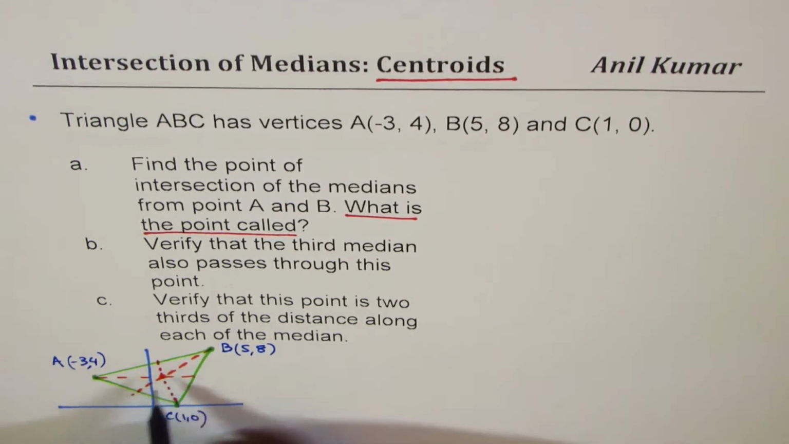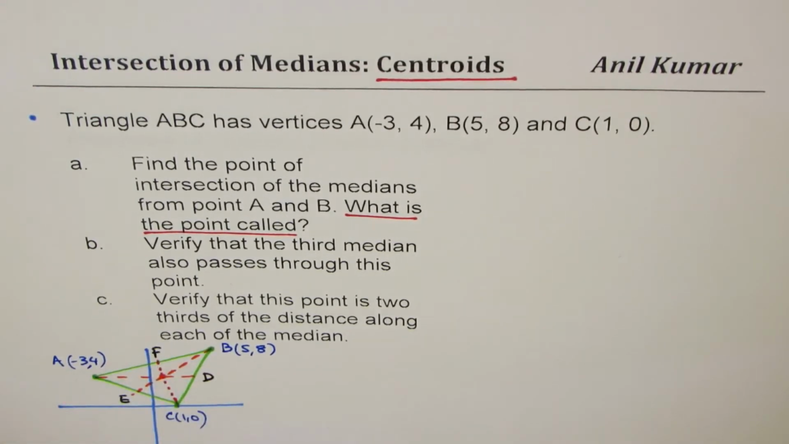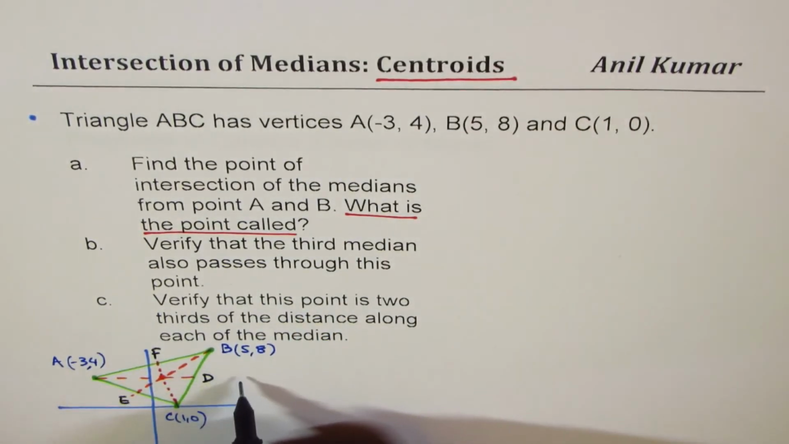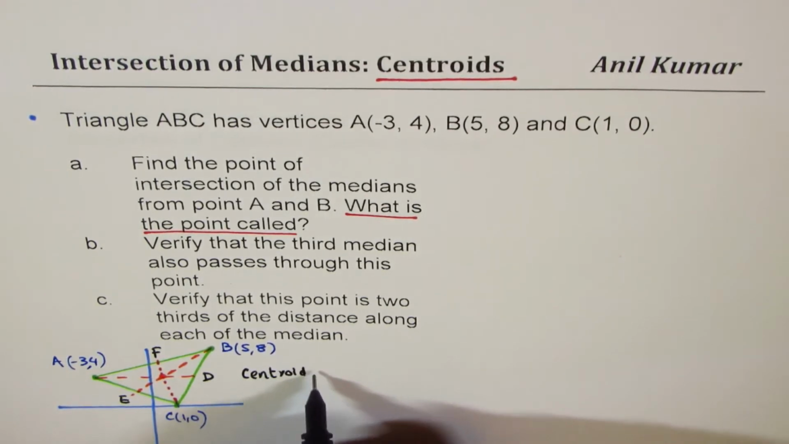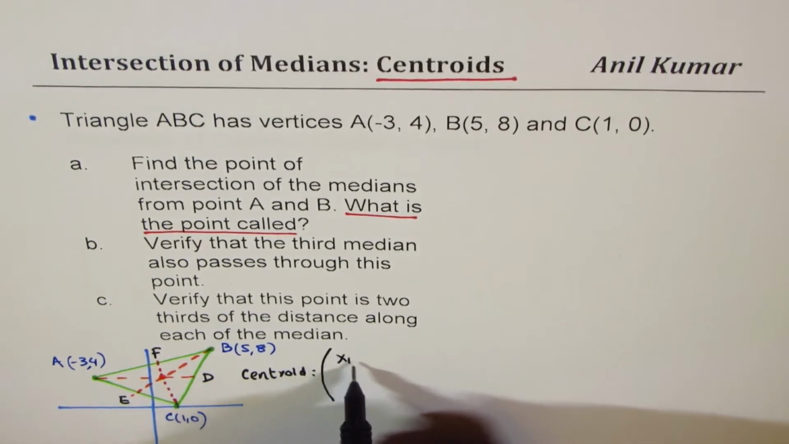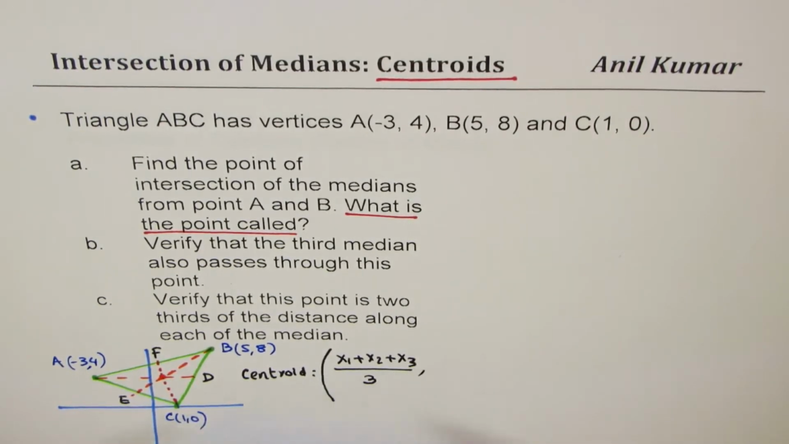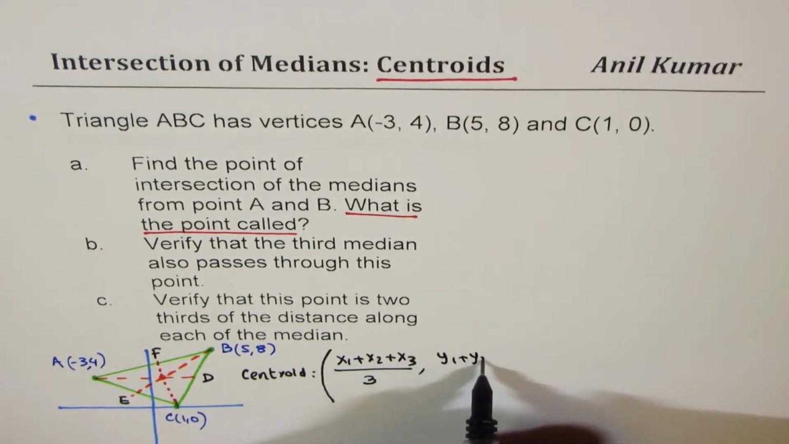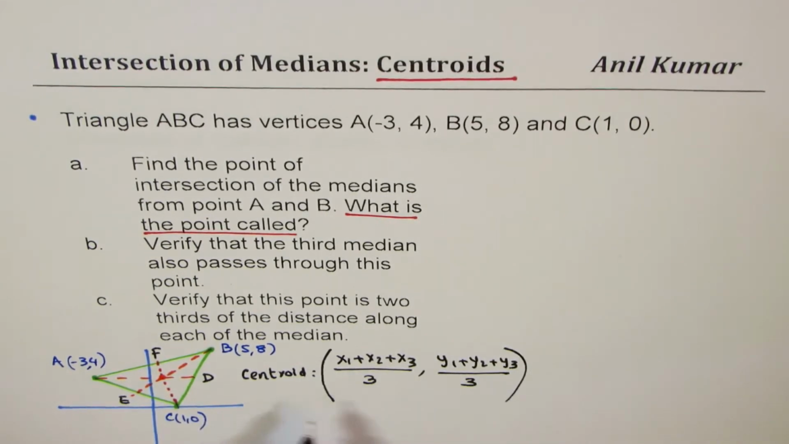So let me label the points. The midpoints of the sides of A, B, C, we'll say D, E, F are the midpoints. Now there is a shortcut also to find the centroid. Let me write down the formula here, which is very helpful, especially when you are working with multiple choice questions, right? So it is x1 plus x2 plus x3 divided by 3, that is the x value, and y1 plus y2 plus y3 divided by 3. So that is the centroid.